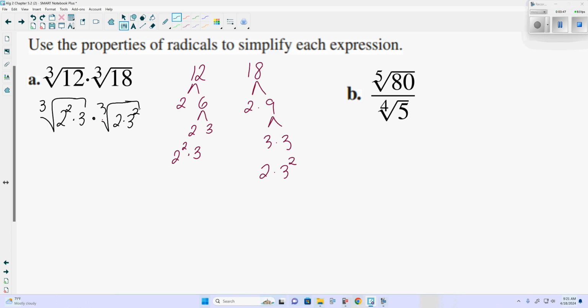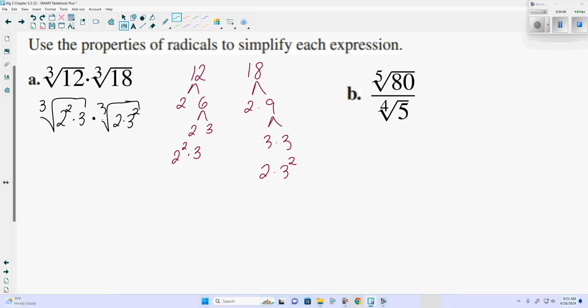And we have these here, because every group, or 3 to the third, or 2 to the third, will simplify out. It will come outside the radical. It will reduce. Questions on how we got to the cubed root of 2 squared times 3 times the cubed root of 2 times 3 squared? We good with getting here?